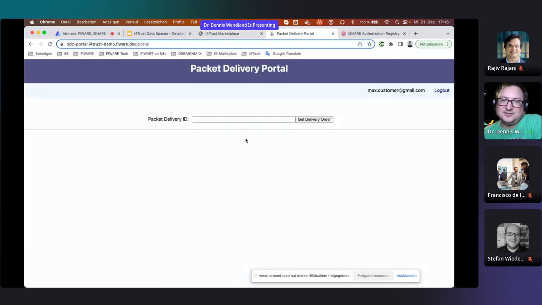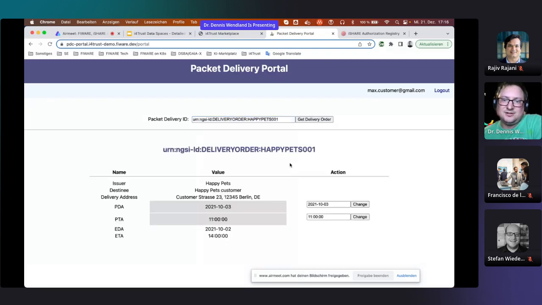I'm still logged in as this customer of Happy Pets. I'm retrieving the delivery order, and now I'm getting the response from the context broker, pretty simple here with the different attributes. And since Happy Pets acquired the premium service offering, I can even perform the patch operations. So let's say I want to get my packet rather in the evening.